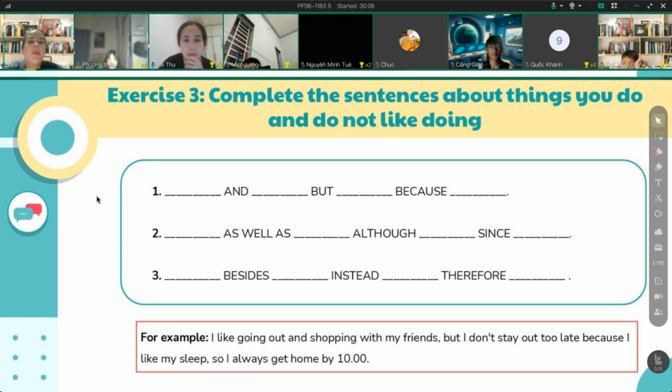Exercise 3. Complete the sentences about things you do and do not like doing. So you will complete individually sentence 1, 2, and 3. Let's have a look at the example. I like going out and shopping with my friends, but I don't stay out too late because I like my sleep, so I always get home by 10. So you can use those sentences with the linking words that they gave you, and please complete the sentences. I'm going to give you 5 minutes. Put enough effort into making them with enough information, okay? I'll give you 5 minutes. You can start now.